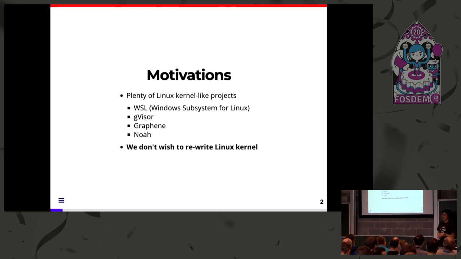they result in different directions in order to provide the Linux facilities. For example, Microsoft's Windows Subsystem for Linux now has a version number 2, with which they try to shift the architecture from the library operating system based one into a hypervisor based one. I think they gave up emulating Linux in a user space implementation. But our motivation in this project, our Linux kernel library project, is we don't want to rewrite the Linux kernel twice or three times or forever.